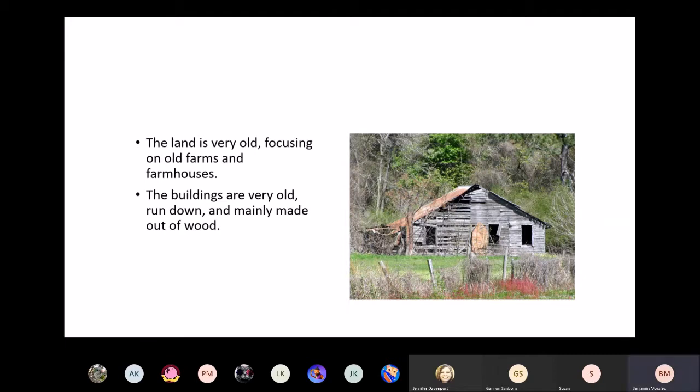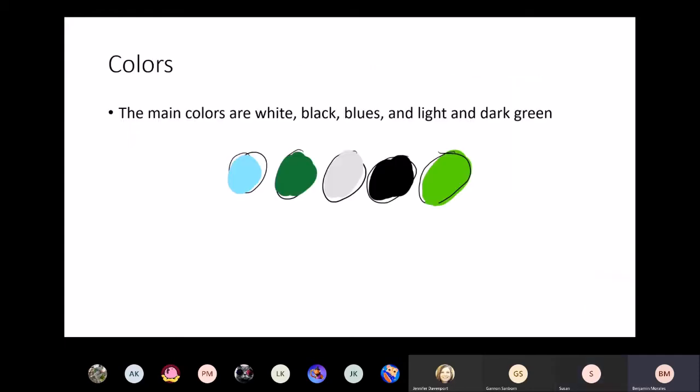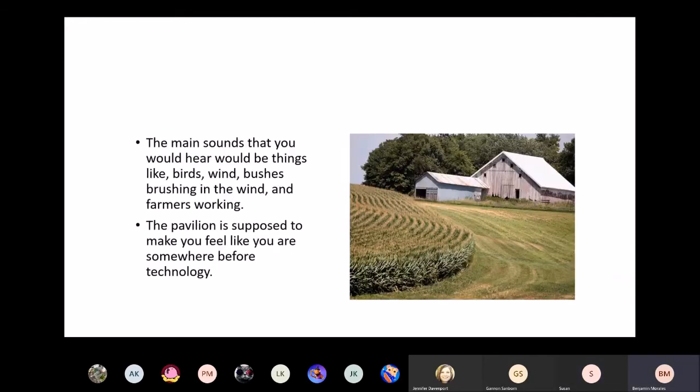So like I said, the land is very old. It's supposed to be old, focusing on farms and farmhouses, and the buildings are also very old. This is an example of basically the location and the greenery. And these are the colors. The main colors are black, white, blues, and light and dark green. The main sounds that you would hear would be things like birds, wind, bushes brushing in the wind, and farmers working. The pavilion is supposed to make you feel like you're somewhere before technology that is very traditional.